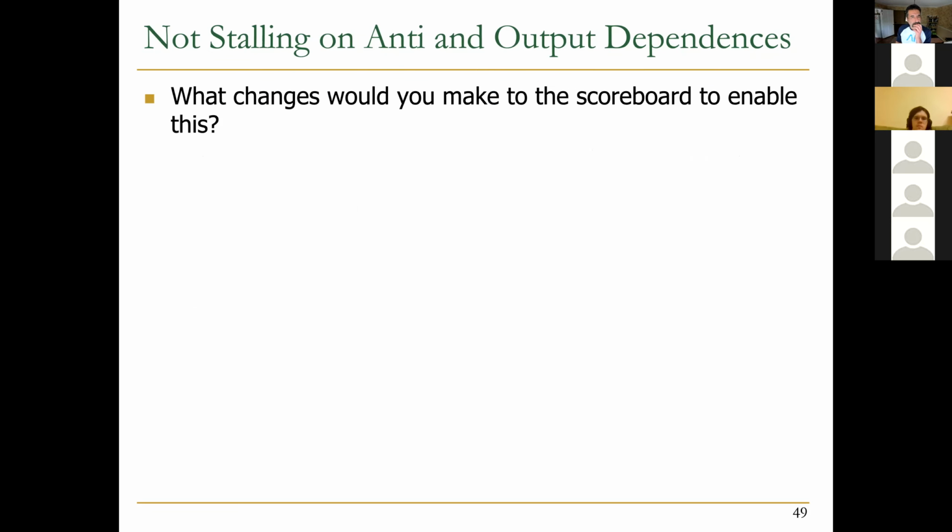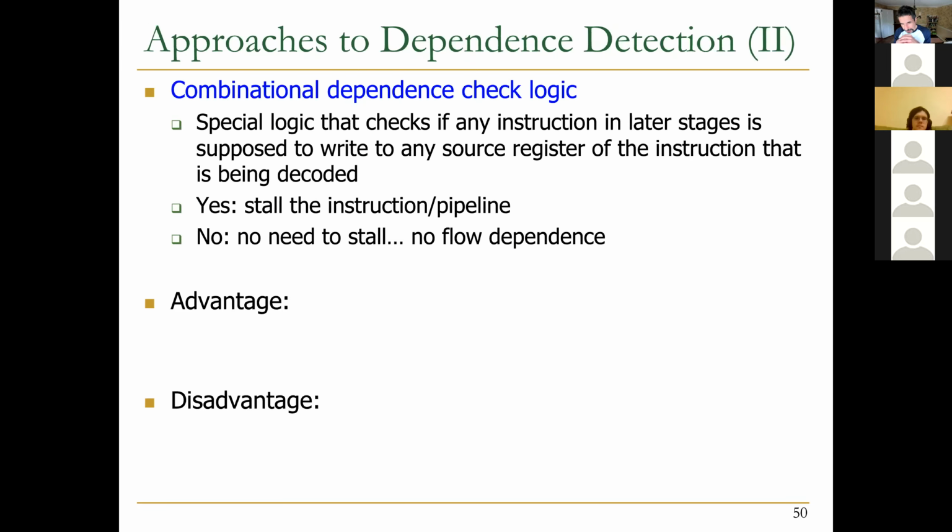So the way you can think about how this can actually happen, we can do that by adding some combinational logic to realize this for us. And this logic is easy. It checks if any instruction in later stages is supposed to write to any source register of the instruction that is being decoded.